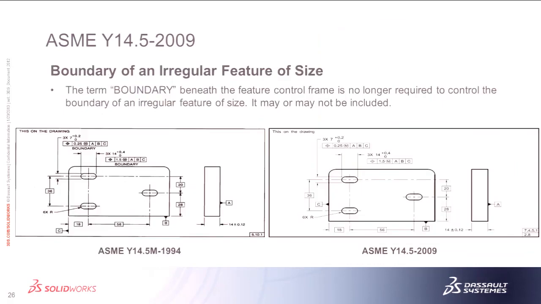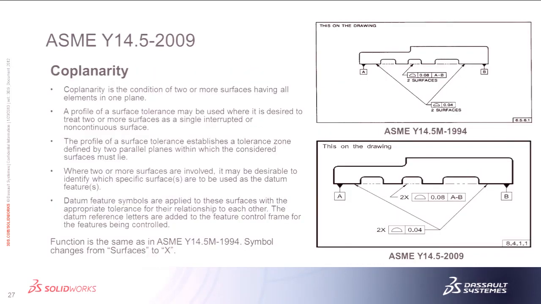The next one, are we done with this one? Okay. The next one is planarity, and that's really the biggest thing that changed here. It functions the same as the 1994, but the symbol changes from surfaces to just an X now. And you can see from the top there, you used to have to write 2 surfaces. Now you can just do 2X on the profile of the surface GD&T call out. So just a little bit less writing, a little bit cleaner. Kind of makes more sense that way. But that's pretty much a big change on that one.